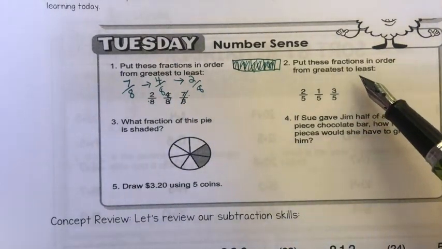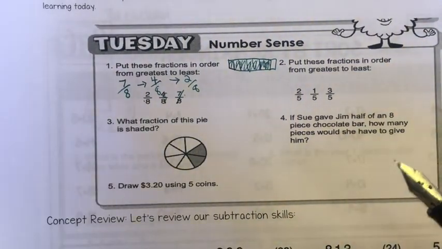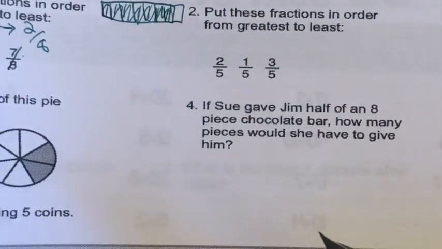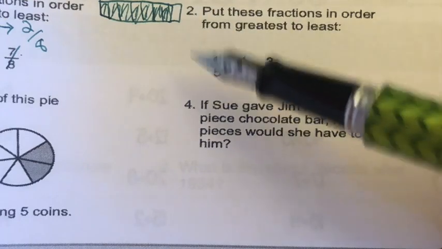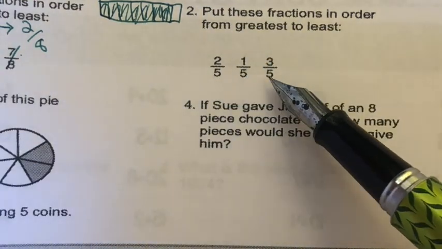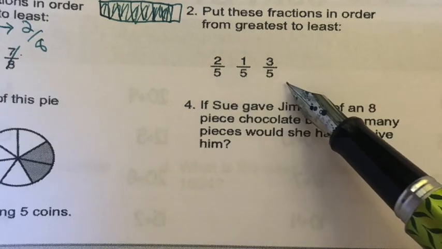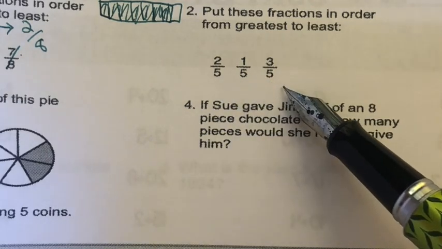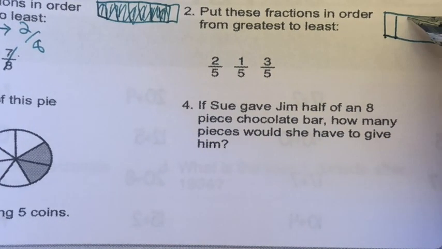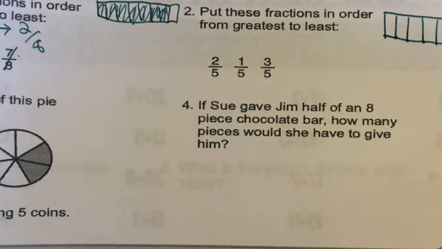Okay, number 2, we're going to do it again. Put these fractions in order from greatest to least. So when you're doing this, grade 4, you want to be looking at this top number. It's called the numerator. It sounds ominous, but the numerator is the top number. Imagine that you and your siblings each get a chocolate bar. All of these chocolate bars are broken into 5 pieces. So here's my chocolate bar. 1, 2, 3, 4, 5 pieces.